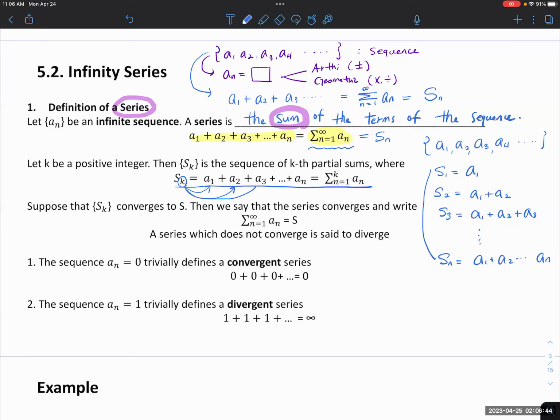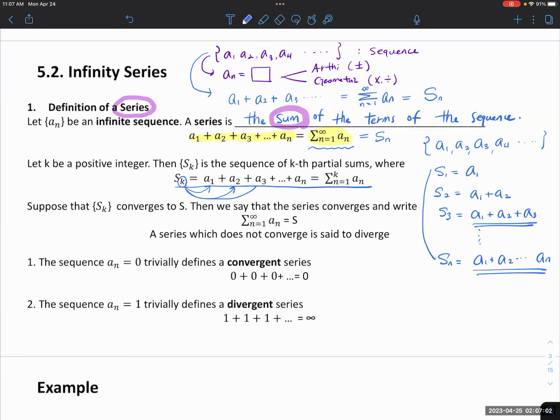Okay, so we're going to talk more about how to define a series by looking at a couple of examples. But the main idea is, once you define the series, I want to know whether the given series is convergent or divergent.